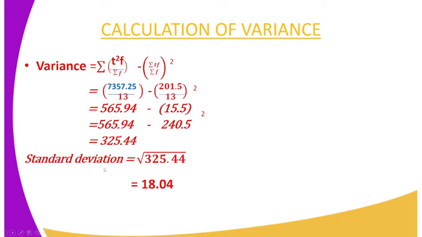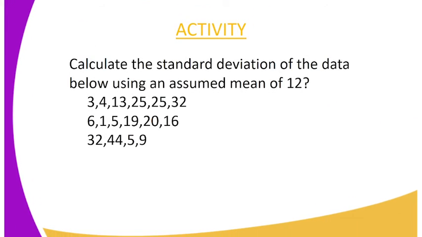After obtaining that, you are expected to get the standard deviation. The standard deviation is calculated by getting the square root of the variance, and because the variance was 325.44, you get the square root of it, and it becomes 18.04, and therefore in this question the standard deviation should be 18.04. On to the activities of today.